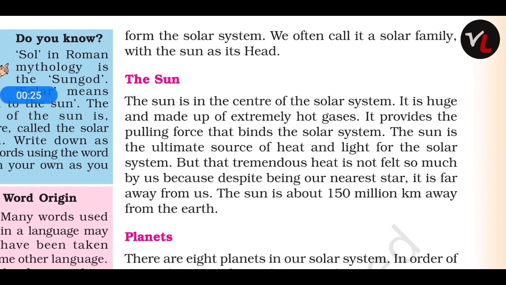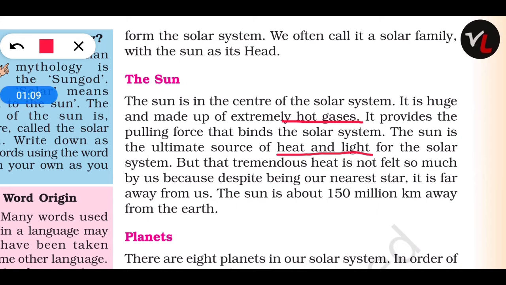Next is the sun. The sun is in the center of the solar system. It is huge and is made up of extremely hot gases. It provides the pulling force that binds the solar system. The sun is the ultimate source of heat and light. So, which is the ultimate source of heat and light?